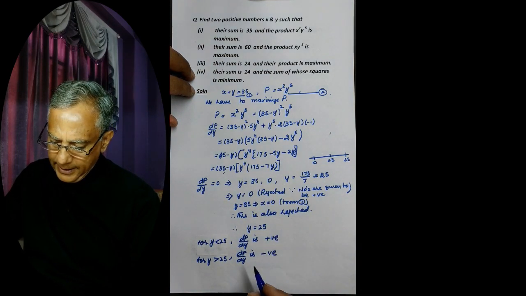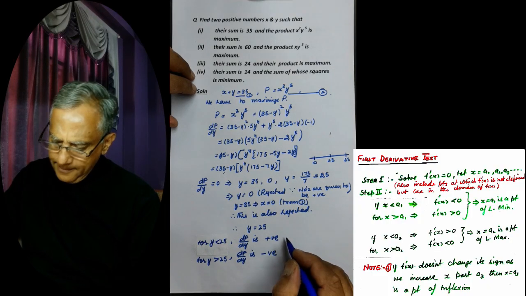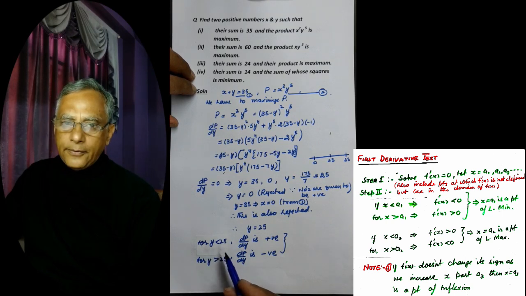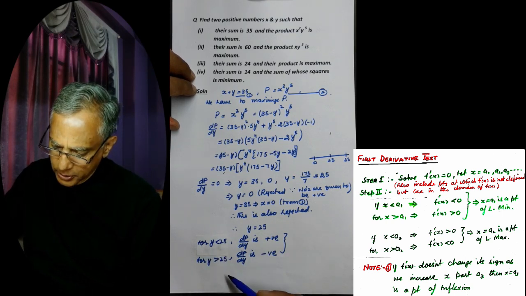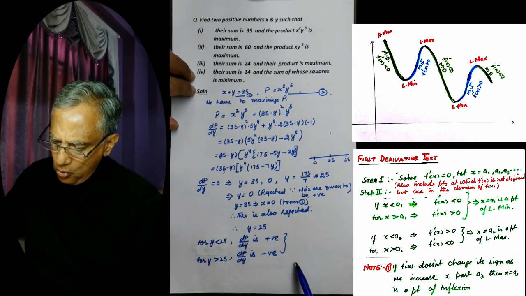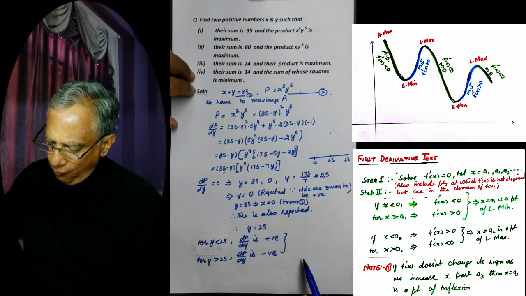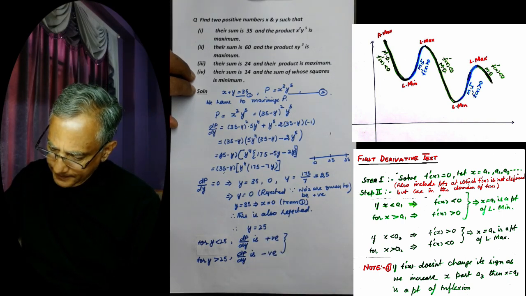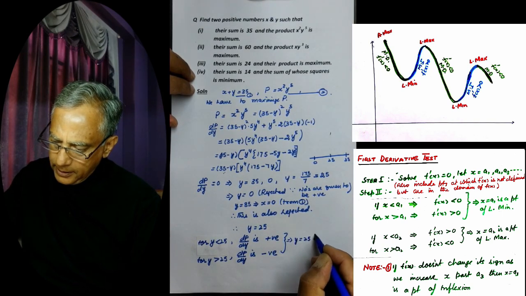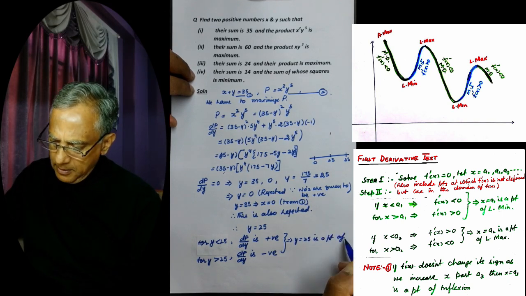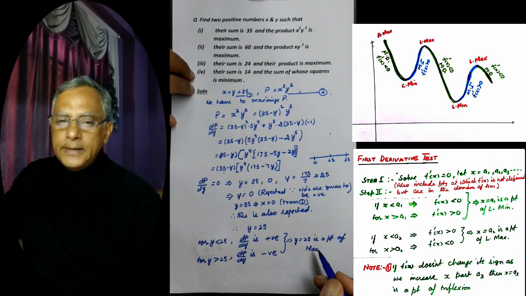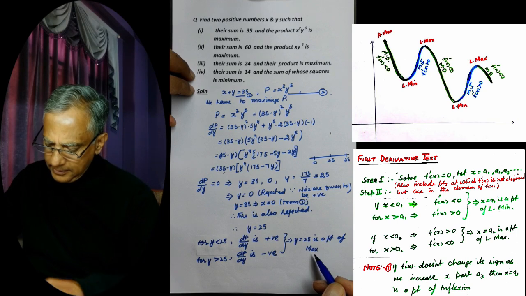Overall sign is negative. So what we note is dp by dy is changing its sign from positive to negative. That is, the function is changing its trend from increasing to decreasing, that is rising to falling. So this will be a point of maximum. Therefore, y is equal to 25 is a point of local maximum, but a local maximum will also be an absolute maximum in this case.